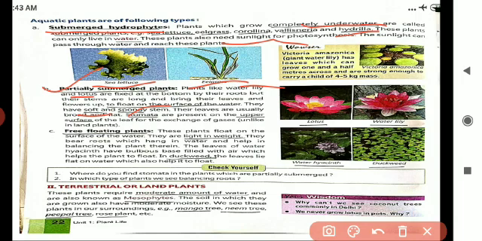What is the next one? And one more important point: the stomata are present on the upper surface. Where will they be present? They will be present on the upper surface.